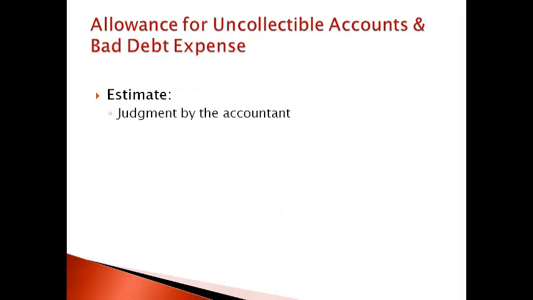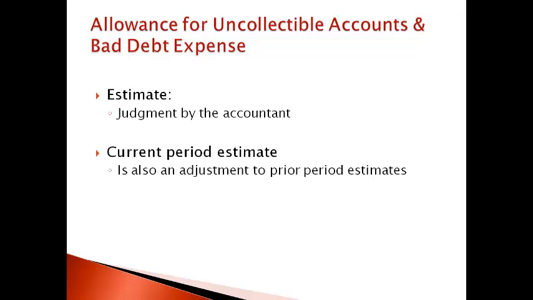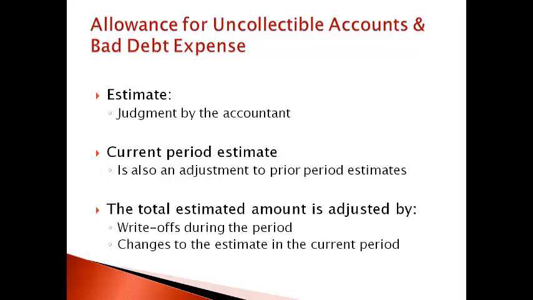The allowance for uncollectible accounts and bad debt expense are estimated accounts that require a judgment. The current period estimate is also an adjustment of prior period estimates. The uncollectible amount is estimated and then accounts are written off. The balance in uncollectible accounts is the difference in the original estimate and the actual amount so far. The total estimated future amount changes with write-offs during the period and estimates in the current period.